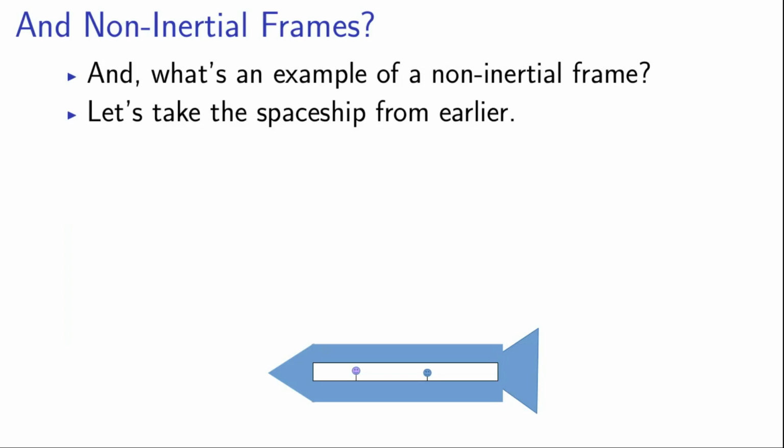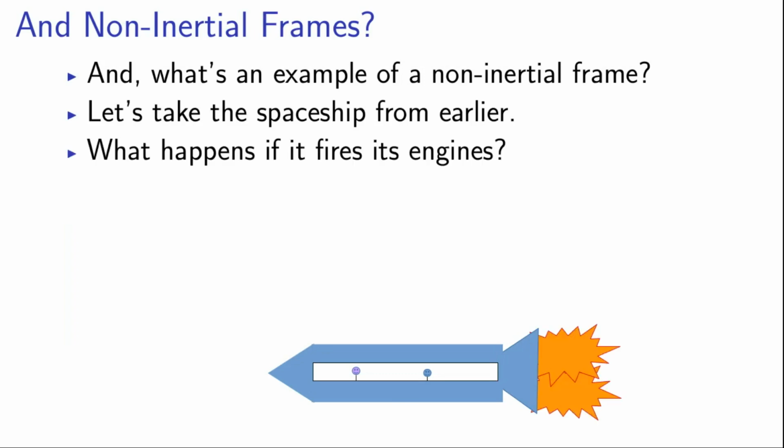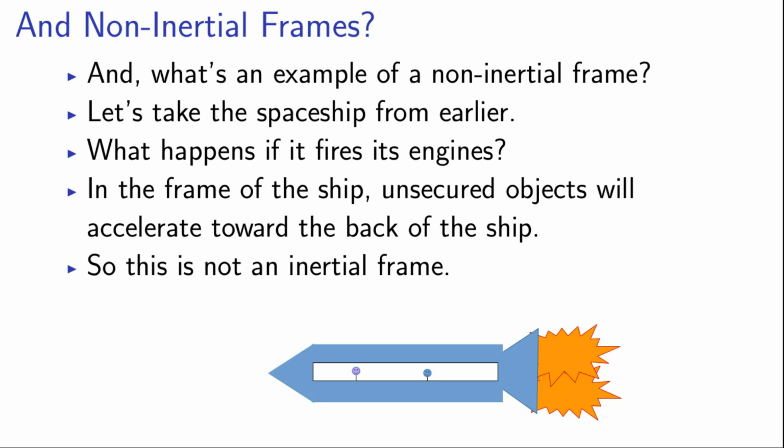And what's an example of a non-inertial frame? Let's take the spaceship from earlier. What happens if it fires its engines? In the frame of the ship, unsecured objects will accelerate toward the back of the ship. So this is not an inertial frame.